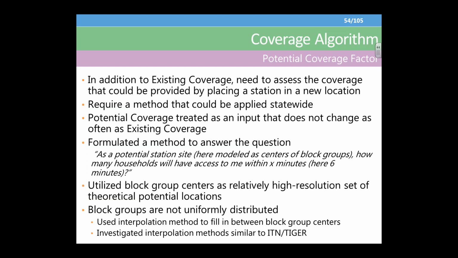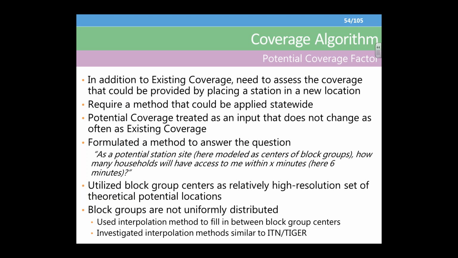And it's formulated as a method to answer the question as a potential site, and you need a pretty high resolution set of potential sites to be able to do this, and we modeled that as the centers of block groups. So we discussed geometries this morning based on census geometries. How many households will have access to me within a given time frame? So we went with just the 16-minute time frame for this analysis. Partly motivated by need for computing time and all of that.